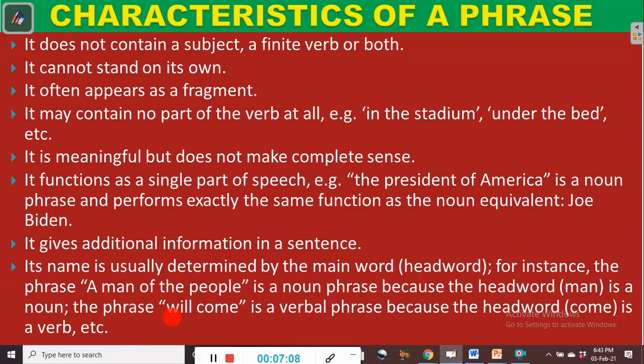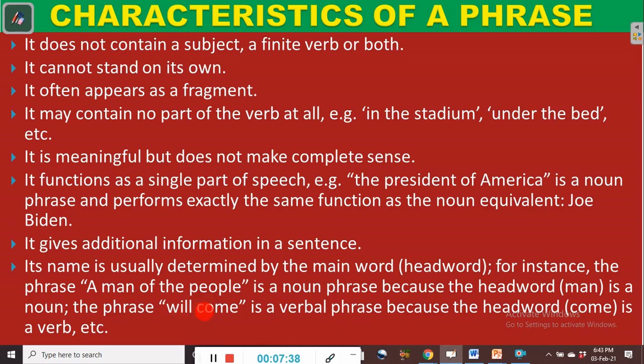When you talk of a man of the people, the key word here is man. A man of the people. All the others are telling us more about the man. A man of the people. And when we say a man, which man? A man of the people. All right? The phrase will come is a verbal phrase because the head word come is a verb. All right?